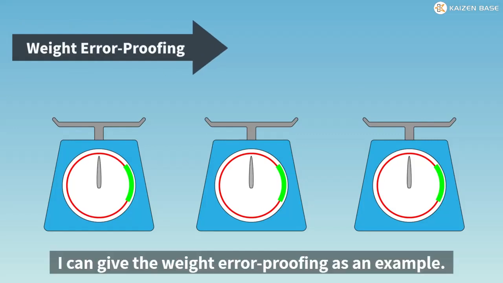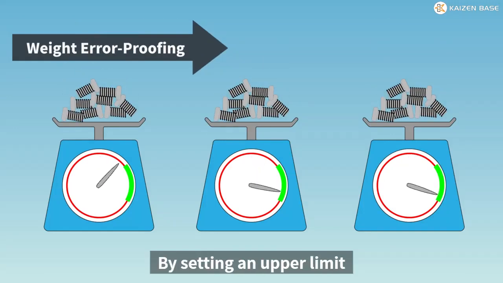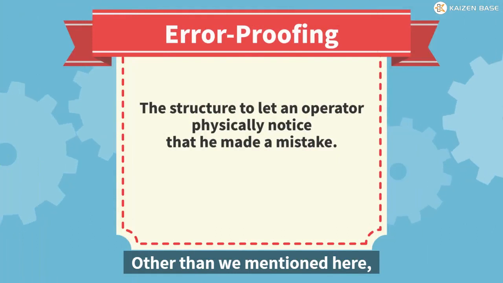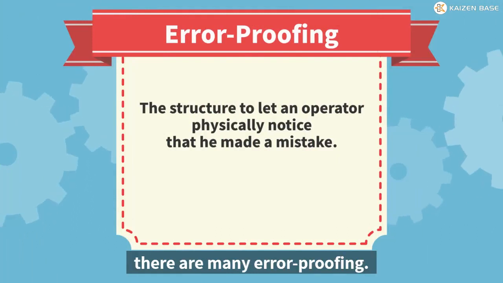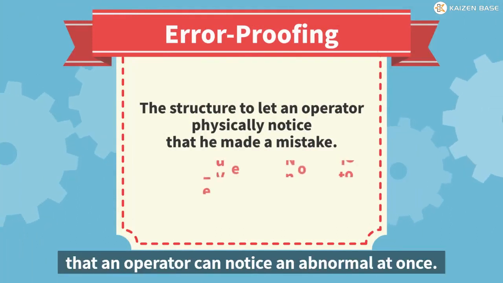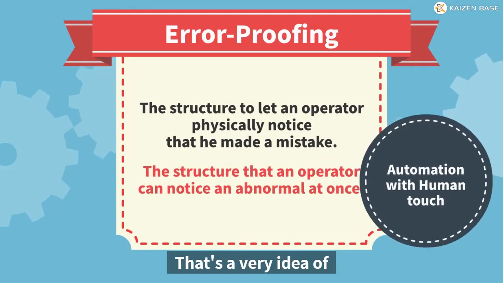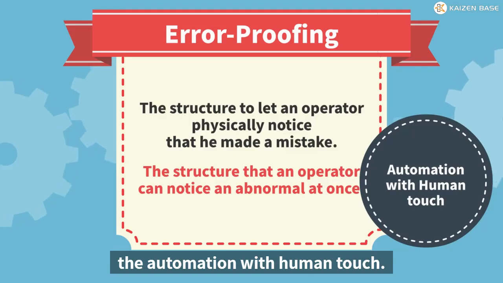In addition, I can give the weight error proofing as an example. By setting an upper limit and a lower limit of weight, the out-of-the-range goods are eliminated as defects. Other than what we mentioned here, there are many error proofing methods. The important thing is the structure that an operator can notice an abnormal at once. That's the very idea of the automation with human touch.